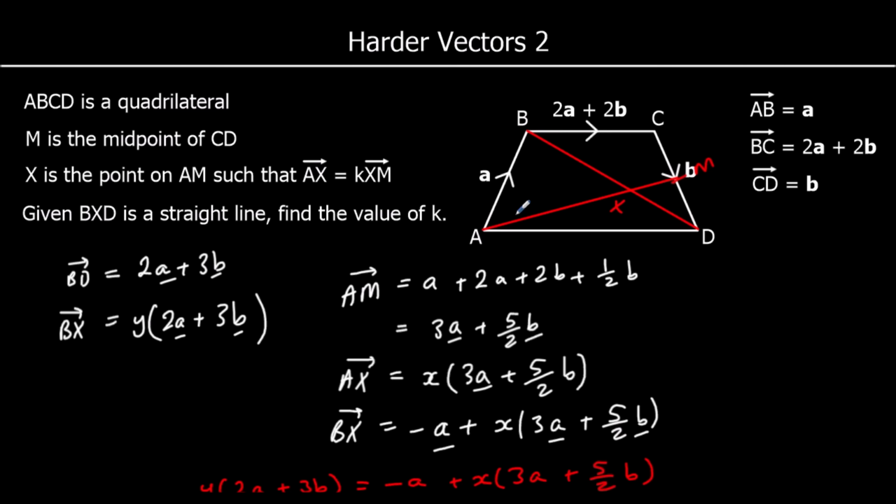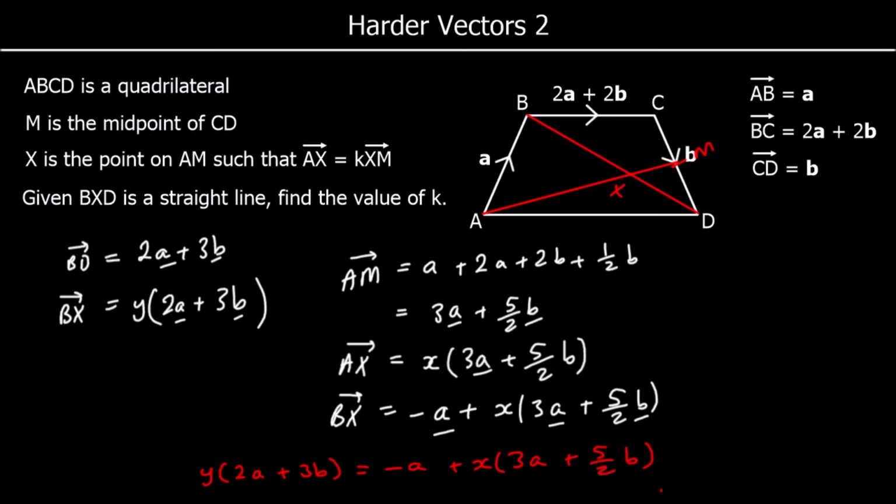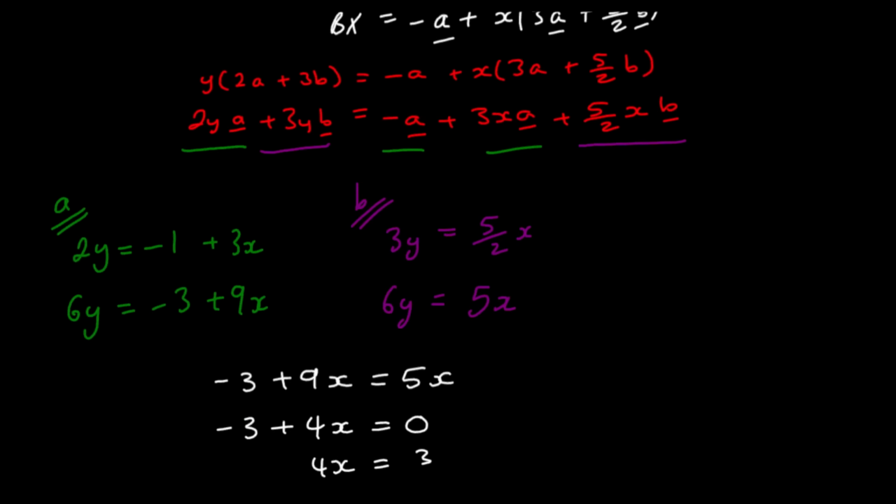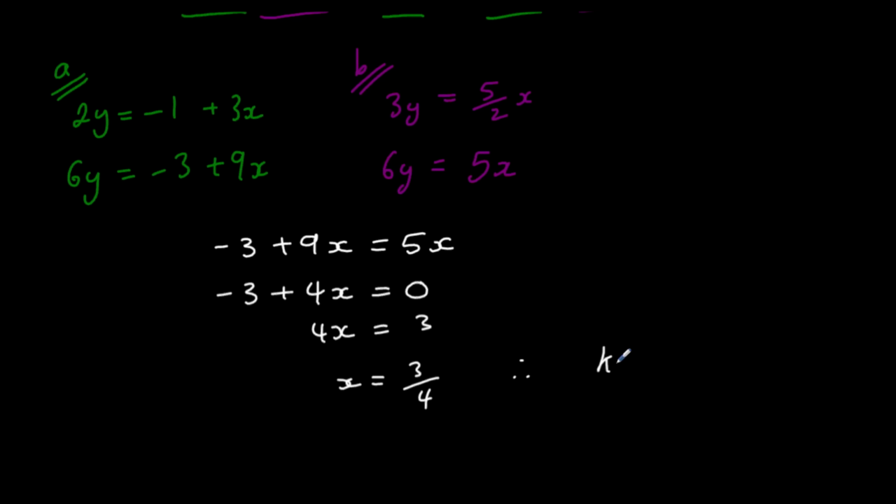So we know A to X is 3/4 of the whole journey. So we must have 3/4 and 1/4. What was the question? A to X is something times X to M. So if we've got 3/4 and 1/4, we have to multiply X to M by 3 to get A to X. So that means that k is equal to 3. So k is equal to 3.